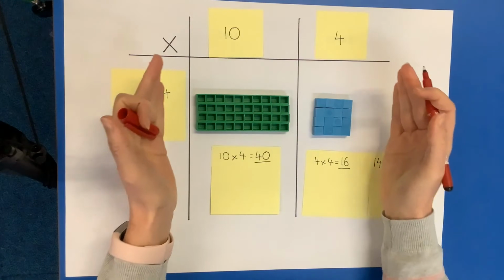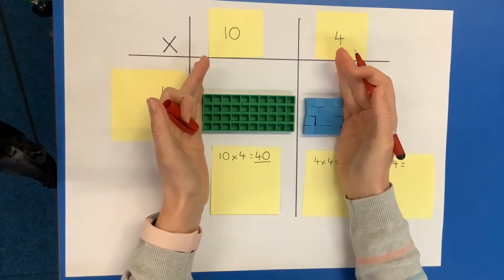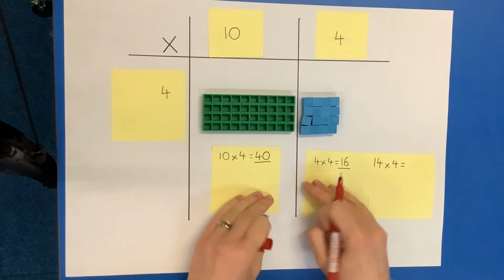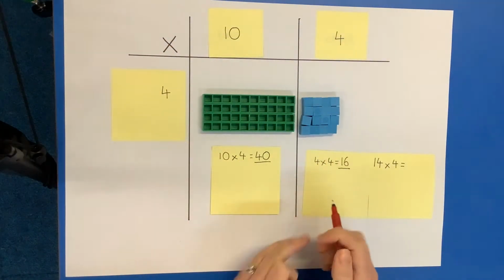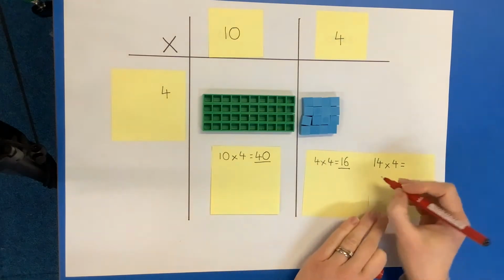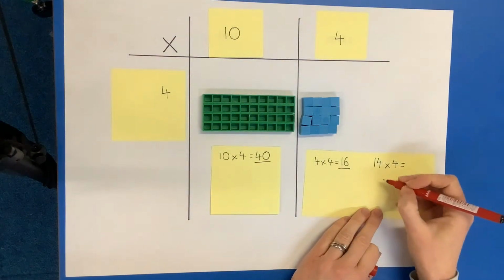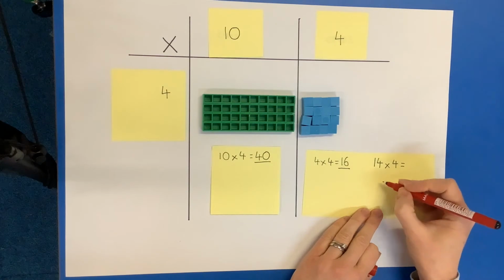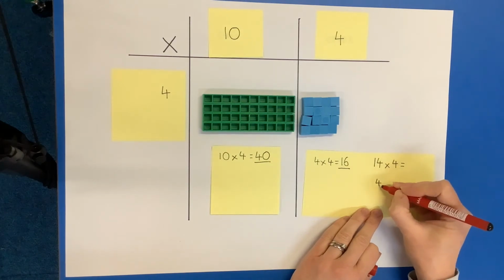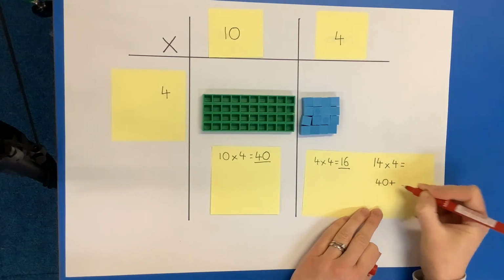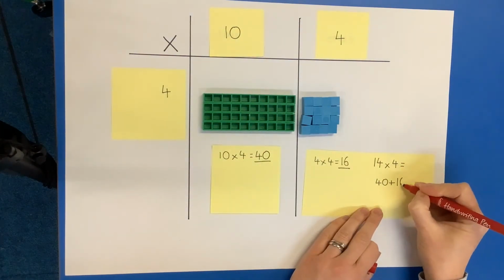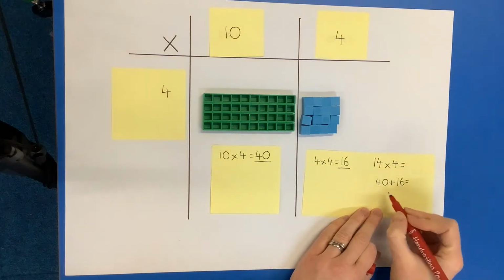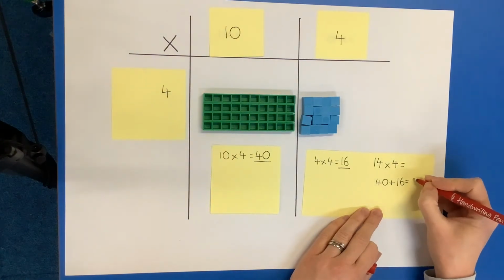What we need to do now is basically bring those numbers together to tell us what 14 times 4 is. So the way we bring it together is we add the numbers. Now, underneath my multiplication, I need to do this calculation. I need to take my 40, my 4 tens, and I need to add them to my 16 ones. So when I've got 40 and I add on 16, I'm going to get 56.